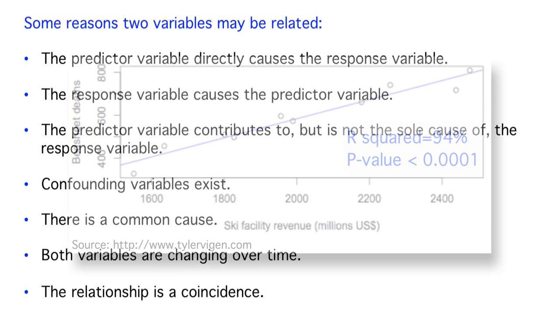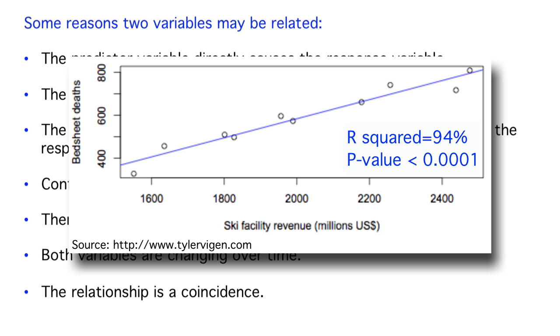For example, there's strong evidence of a linear relationship between annual revenue at ski facilities in the U.S. and the number of people who die after becoming tangled in their bed sheets. But this is probably just a coincidence.